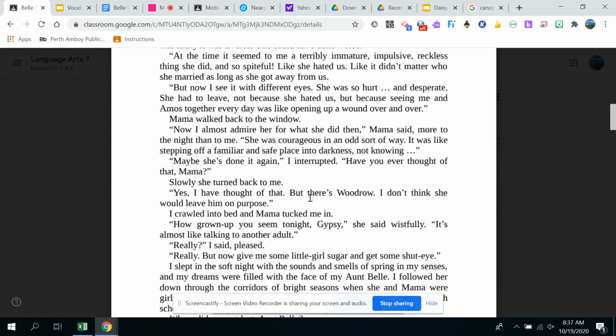Mama walked back to the window. Now I almost admire her for what she did then, Mama said. More than I did then. She was courageous in an odd sort of way. It was like stepping off a familiar and safe place into darkness, not knowing. Maybe she's done it again, I interrupted. Have you ever thought of that, Mama?